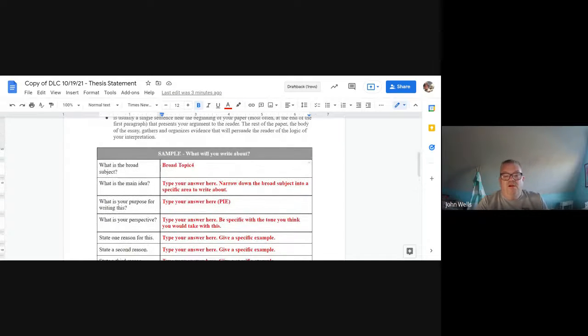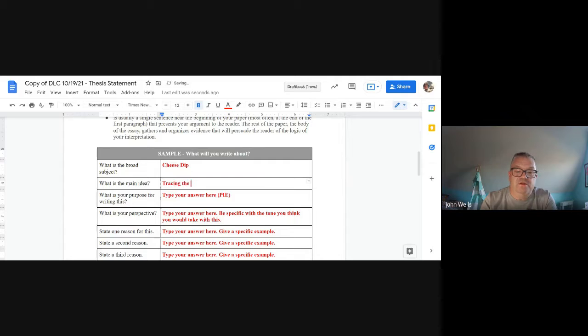So we have here a chart, and I'm going to walk you through the sample portion. And of course, because this is the sample, I'm going to say, what's the big broad topic we're doing? Cheese dip, right? Now, seniors, you will be writing about genocide. Juniors, you'll be writing about criminal justice. So that would be the large, broad topic. But then what you're going to do is narrow that down, and you want to focus on one particular element of it, right? One particular aspect. For me, I'm going to do the tracing of the long and confusing history of cheese dip.